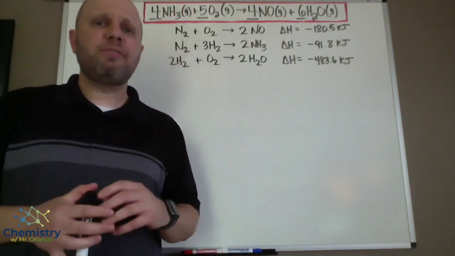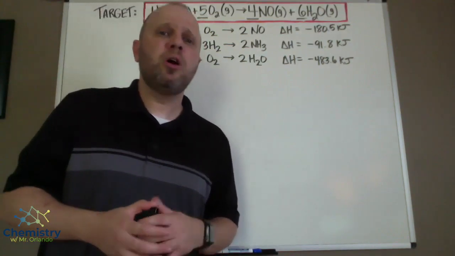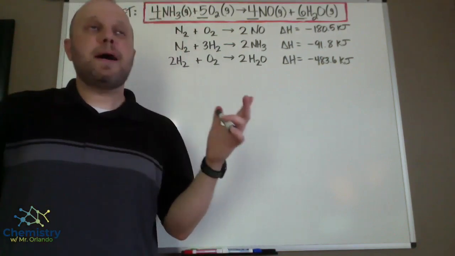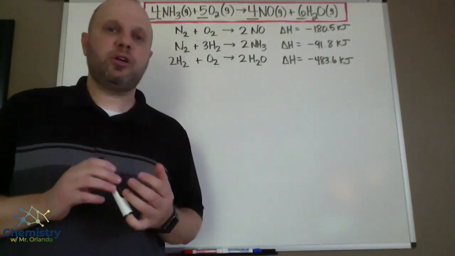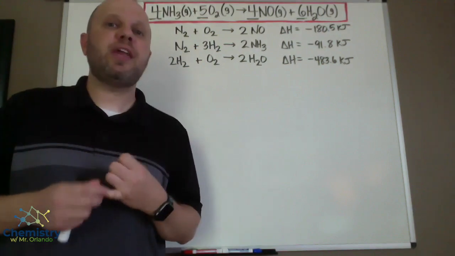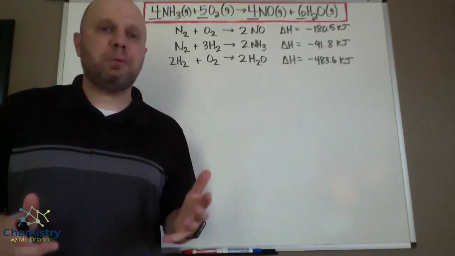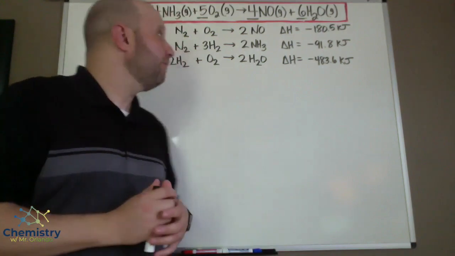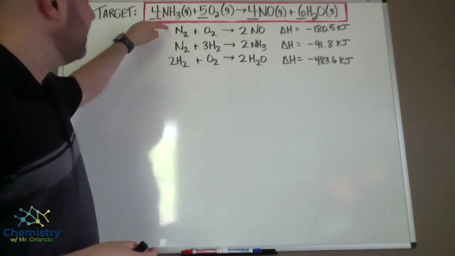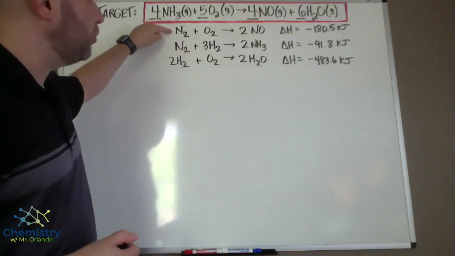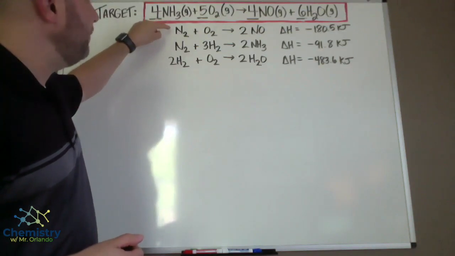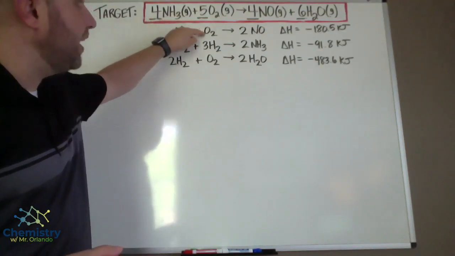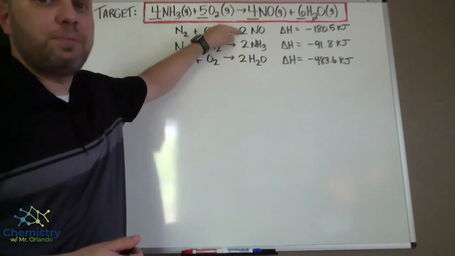Now, a couple of other things that I want to point out to you. We're going to get to do two different things with our equations. The first option that we have is to multiply our entire equation by a coefficient. So if I, let's say, and I'm just making this up, were to multiply this entire equation by 3, that would mean I would have 3 nitrogens, 3 oxygens, and 6 nitrogen monoxides.